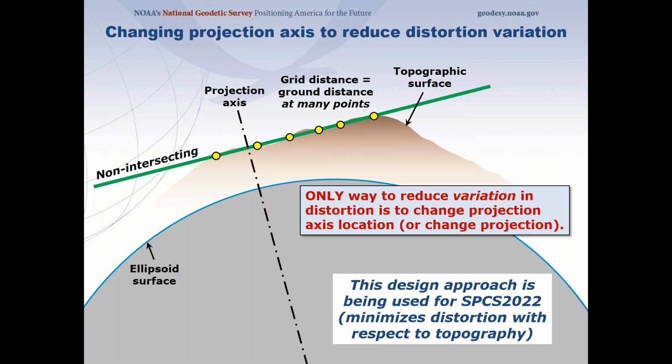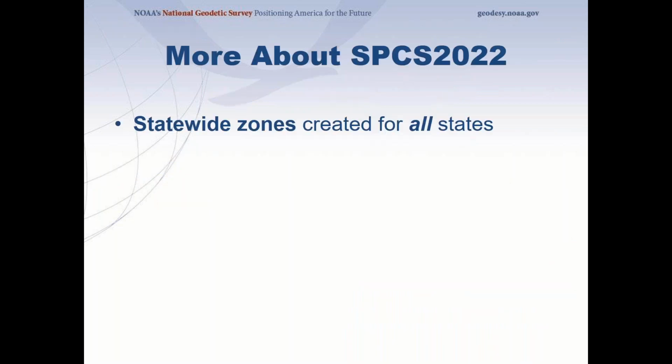So the only way to do this, like I say, to reduce the distortion, is to change the axis of the location. And this design is the same approach being used in the state plane coordinates to minimize the distortion with topography. More about this is how we're going to do the projections. But also what we've come up with is a new thing: a statewide zone for all states.